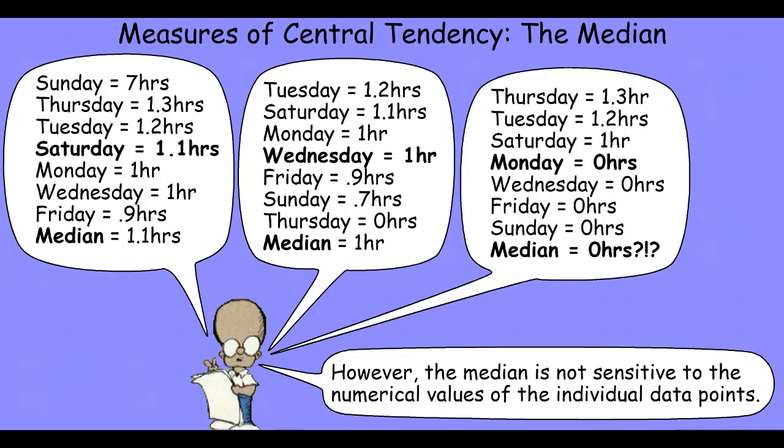So suppose you have these study times: Thursday, 1.3, Tuesday, 1.2, Saturday, 1 hour, and then the rest of your week, no hours. The median here, our hump day, would be Monday, 0 hours. And so your conclusion based on your measure of central tendency, that is the median, would be that you shouldn't bother to study, and that clearly isn't going to be a good idea.